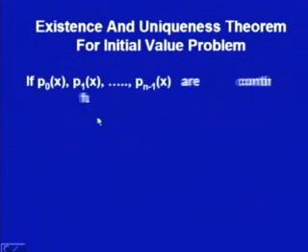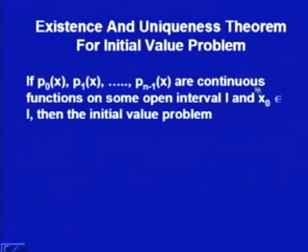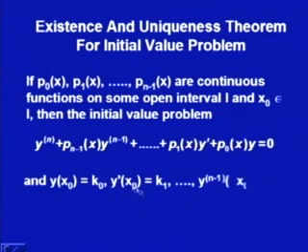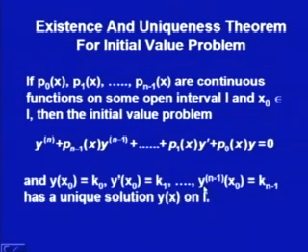What we say is that if p naught x, p1 x and p n minus 1 x are continuous functions on some open interval I and x naught belongs to I, then the initial value problem, which contains this nth order equation y n plus p n minus 1 x y n minus 1 plus p 1 x y dash plus p naught x y is equal to 0, and the initial conditions y at x naught is equal to k naught, y dash at x naught is equal to k 1 and y n minus 1 at x naught is k n minus 1, will have a unique solution on the interval I. That is, I would get single, unique values for C1, C2, Cn in the general solution.